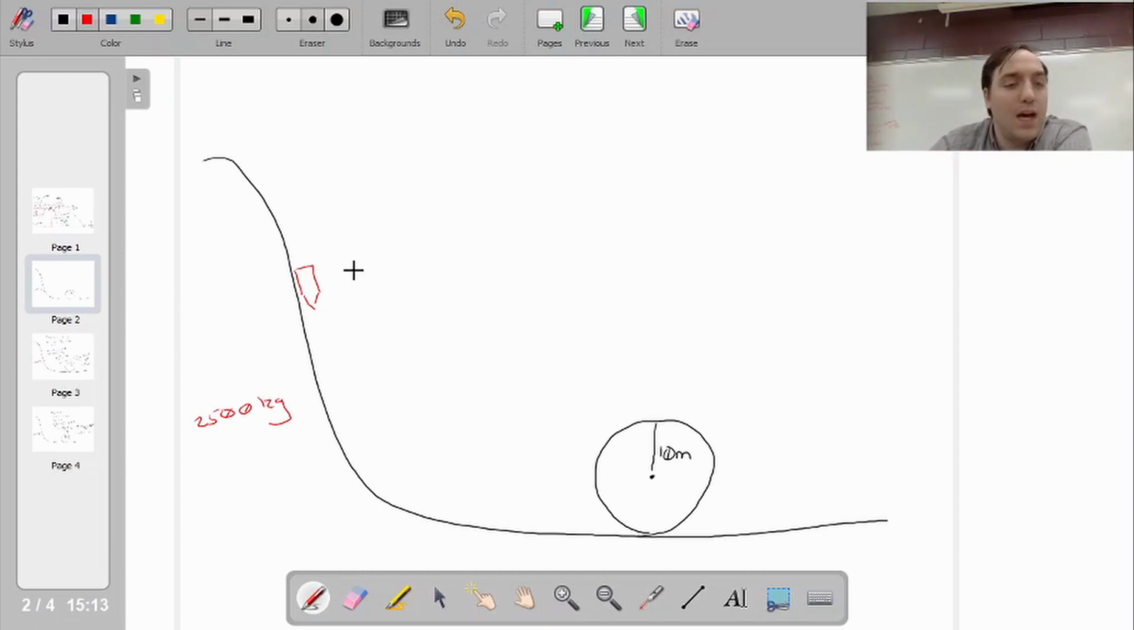I know right at the top here, I'm going to have some amount of EG because I'm still above the ground. But I also need to have some EK. And I know the height here. I can find it via the circle. I know the mass of the cart. I know G. The only problem is I don't know the velocity. Crud, okay, how do I find the velocity is the question that inevitably gets asked.